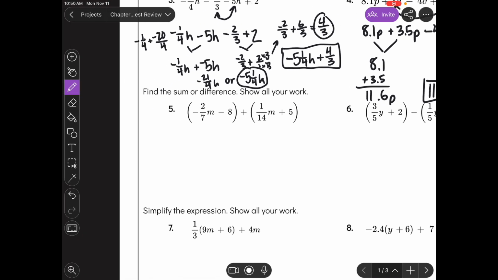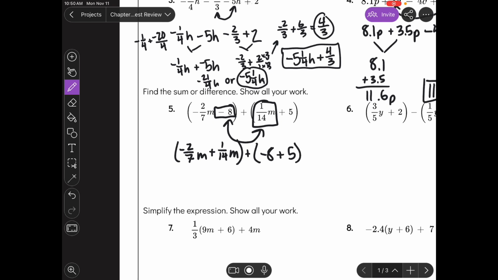Number 5, find the sum or difference. For this one, again, we're kind of doing the same thing. I'm going to move my two terms and take the sign with them so that I'm being consistent. This is now going to be negative 2/7 m plus 1/14 m being added to negative 8 plus 5.